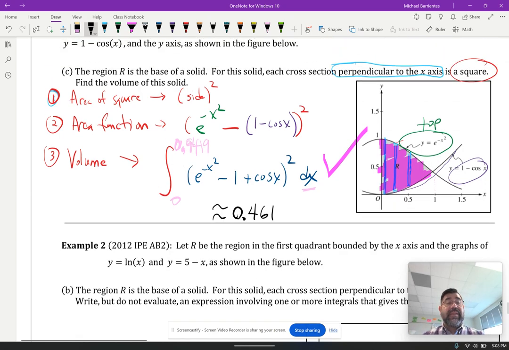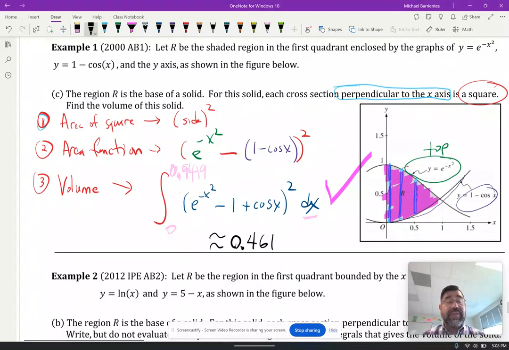Again, the process is pretty straightforward. Figure out what slice shape, cross-sectional shape you're dealing with. Find the area formula for that shape. Write the area function of that shape, and then take the integral of that area function in order to find the volume. That's all you need to do. We'll come back and we'll practice some more of these types of problems.